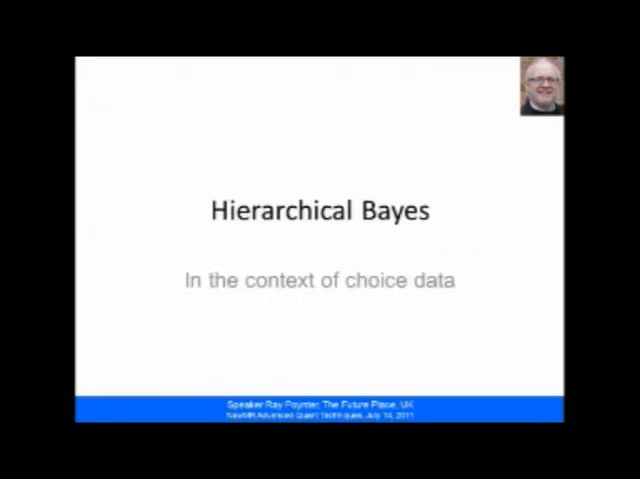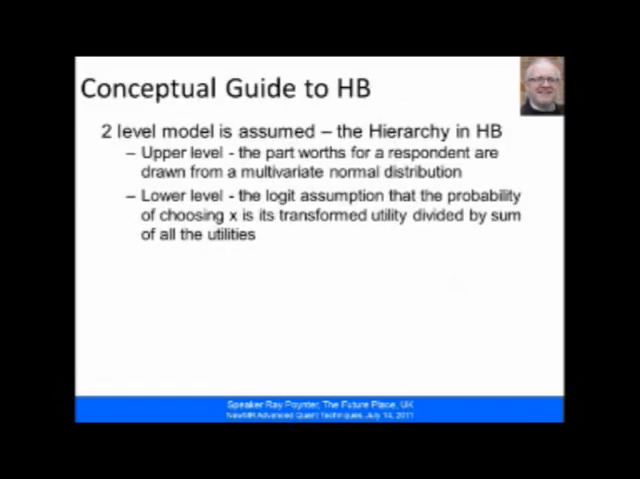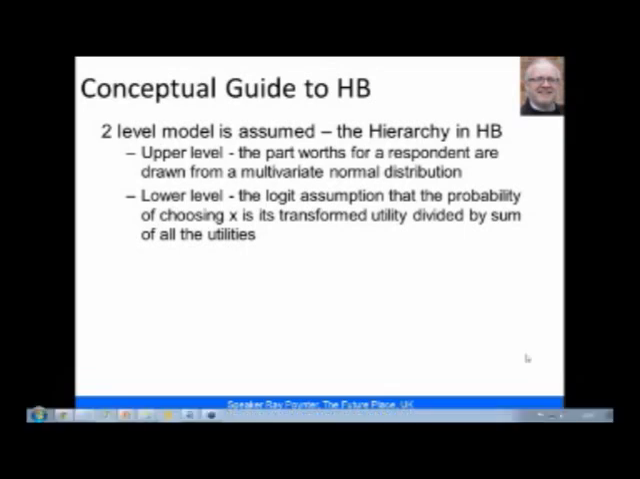But what about hierarchical Bayes? And in the context of choice data, what happens in choice data is that we have a two-level model. That's where the hierarchical bit comes into it. In the upper level, we have the part worth for a respondent, and we assume that for every person, their part worths are part of a multivariate normal distribution. If we add all the people in, we'd all have a distribution, and above that is a bigger distribution.